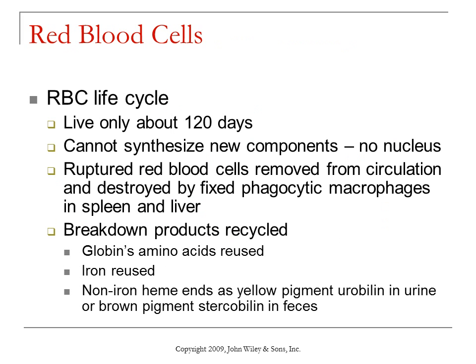Red blood cells live only for 120 days, and they cannot synthesize new components because they have no nucleus. So ruptured red blood cells are removed from circulation and destroyed by fixed phagocytic macrophages in the spleen and liver. The breakdown products are recycled: globin gives amino acids, which are reused; the iron is reused; and the non-iron heme ends as yellow pigment urobilin in urine and brown pigment stercobilin in feces. So we are going to discuss the production and destruction of red blood cells.